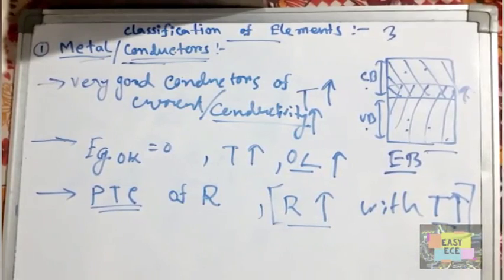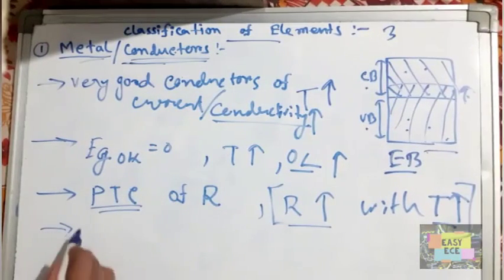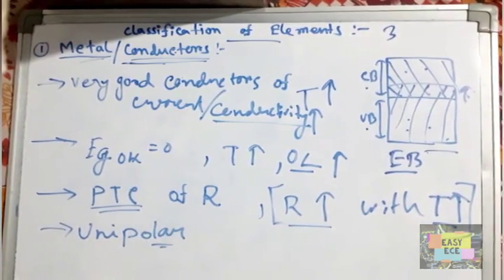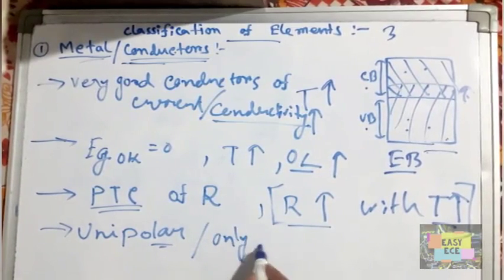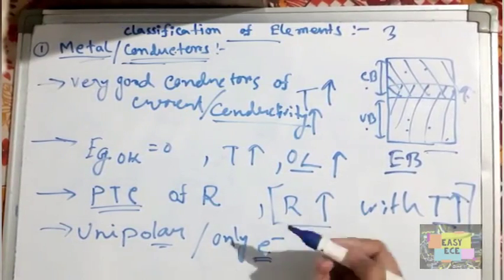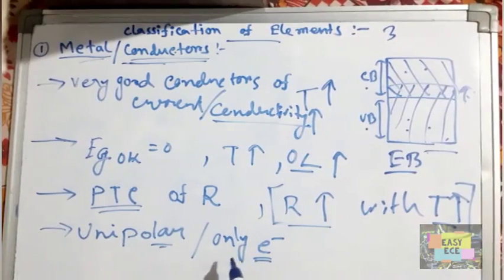Now another point is that the current is unipolar. What is meant by unipolar? The current is carried by only a single type of charge carrier, that is, only electrons. Only the electron is the charge carrier. That is, current is conducting only through the electrons. This is called unipolar.